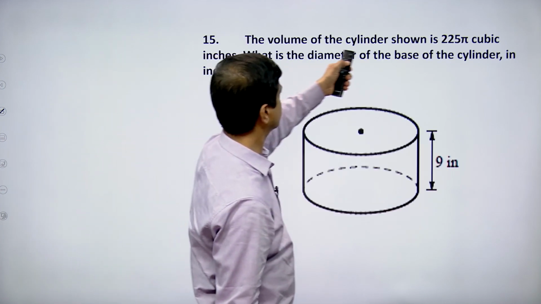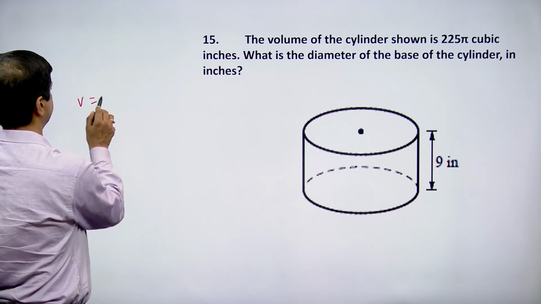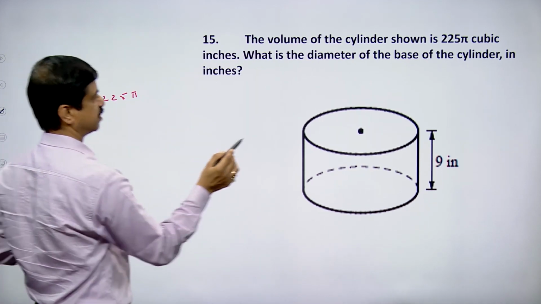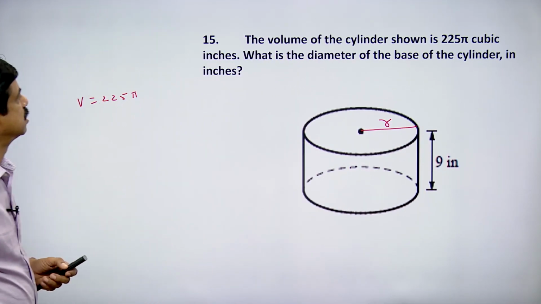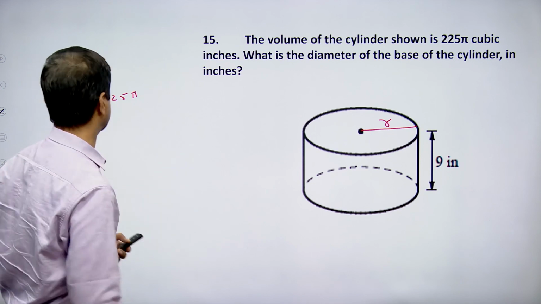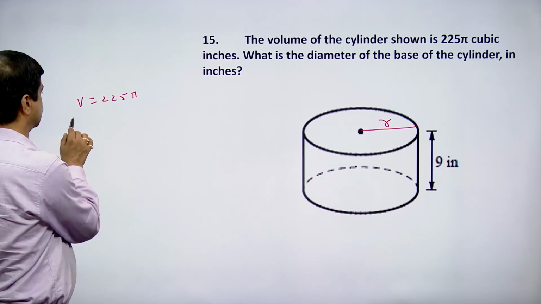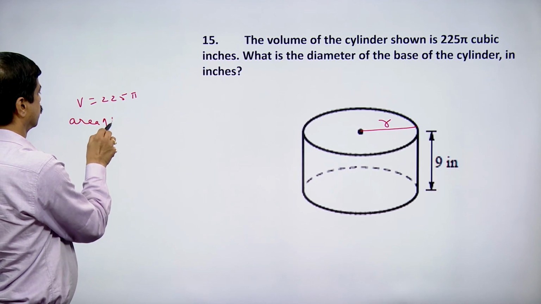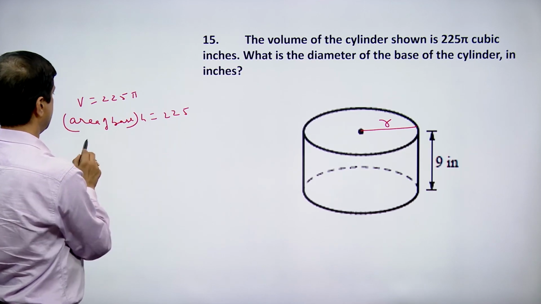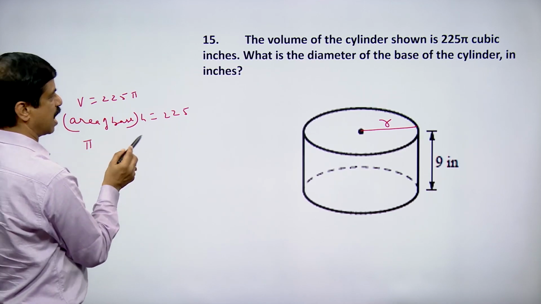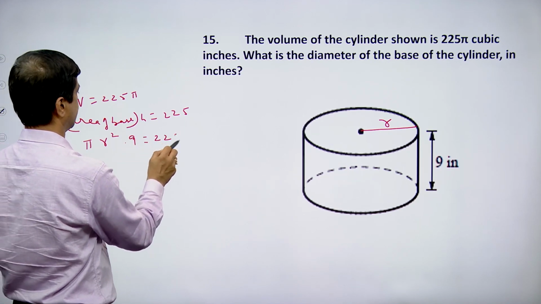The volume of the cylinder shown is 225 pi. Volume of a cylinder is pi r square h. This is the radius r. What is the diameter of the base? So what is the volume? Area of base into height. The area of base is pi r square. R square into height 9 equals 225 pi.